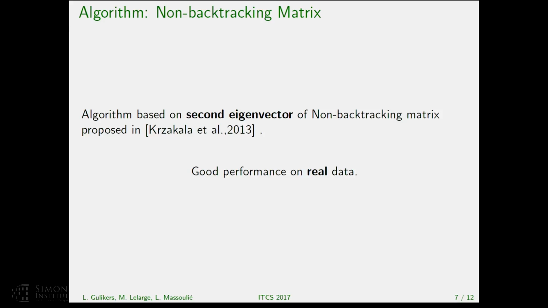So in 2013 there was a paper where people proposed an algorithm based on the second eigenvector of the non-backtracking matrix to do community detection in sparse graphs. And they showed that this algorithm actually had very good performance on real data.